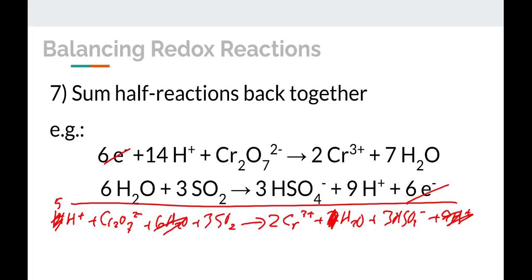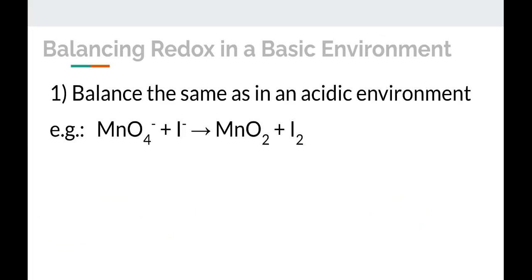Now this reaction can only occur if we have some H plus ions available. So what we have done is we've balanced this redox reaction assuming that we have an acidic environment. That's not always the case in redox reactions. So now I'm going to show you how to balance a redox reaction in a basic environment. The first step is just do everything the same as if it was in an acidic environment, and then we'll fix it later. So let's do this one.